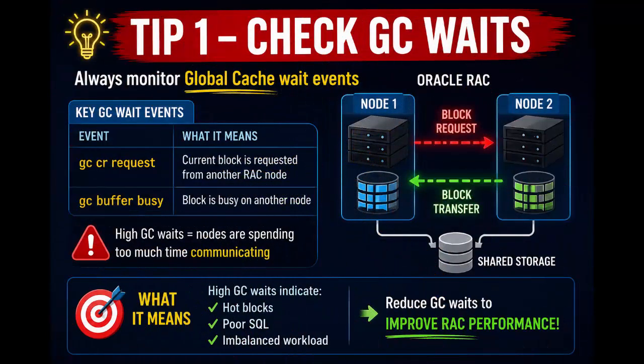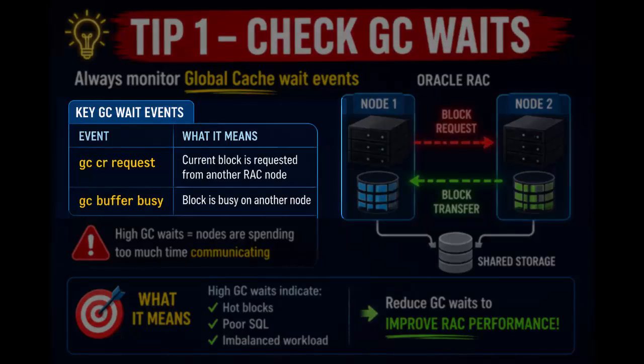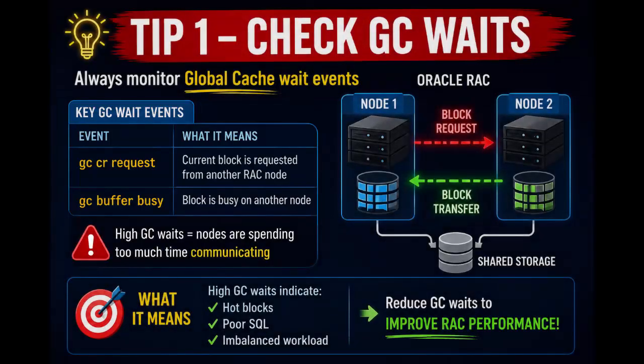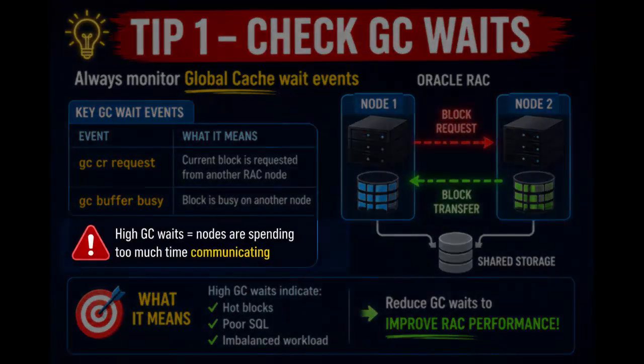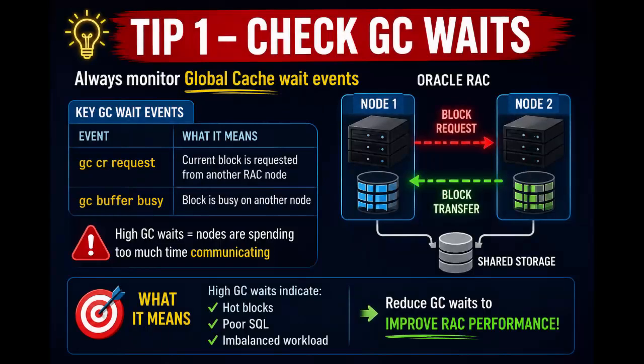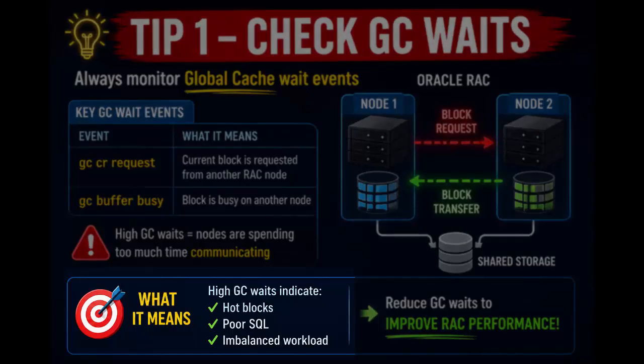If your Oracle RAC database suddenly becomes slow, check this first. GC waits. When you see waits like GC CR request or GC buffer busy, it means RAC nodes are spending too much time talking to each other. Instead of processing queries, they are waiting for blocks from another node. This usually happens because of hot blocks, poor SQL, or imbalanced workload.